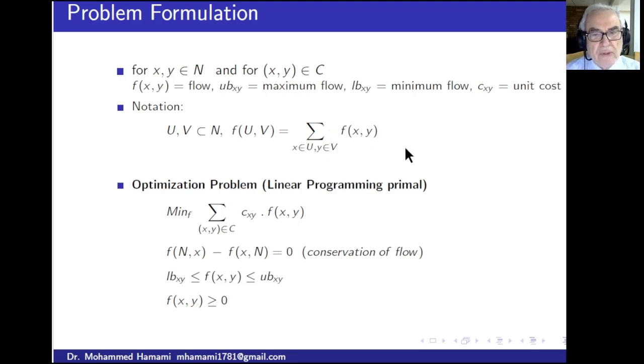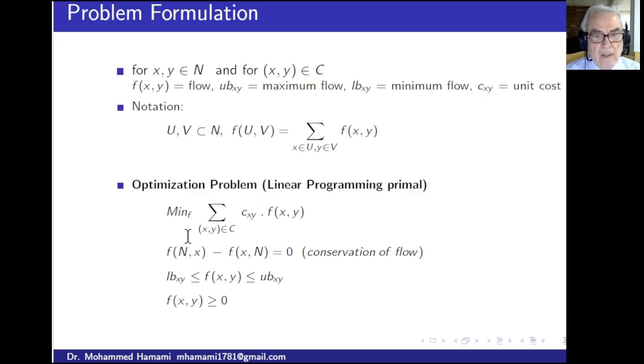And to simplify notation from now on, we're going to use this notation. If we have two subsets of N, then f(u,v) is just the flow between u and v. So it's the sum over x belonging to u, y belonging to v of f(x,y). So instead of carrying this sum, we'll just write it as f(u,v). Now the optimization problem is we're going to minimize the cost. So on each arc, the cost is the unit cost times the flow, and we sum that over all the arcs in C.